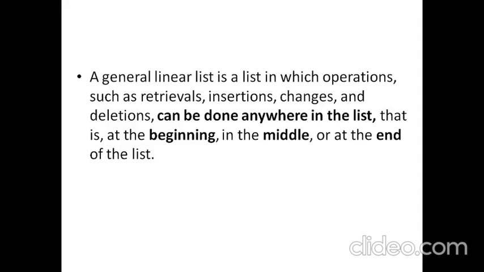And one more point regarding the general linear list is that it facilitates insertion or deletion at any position in the list. So there is no restriction on where a new element can be added or from where an existing element can be removed. It can happen at the beginning, in the middle, or at the end of the list. So these two characteristics make it a general linear list, or simply a linear list.